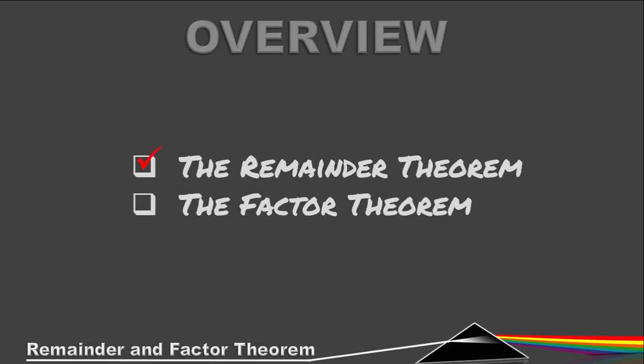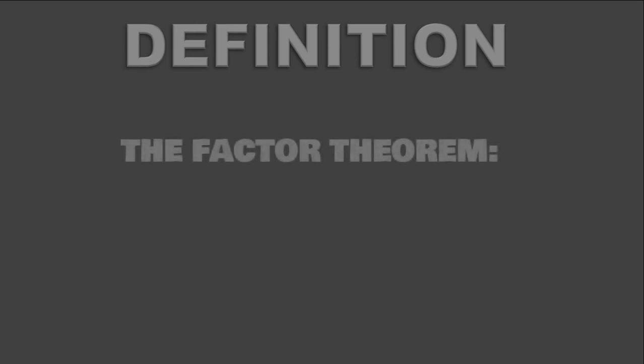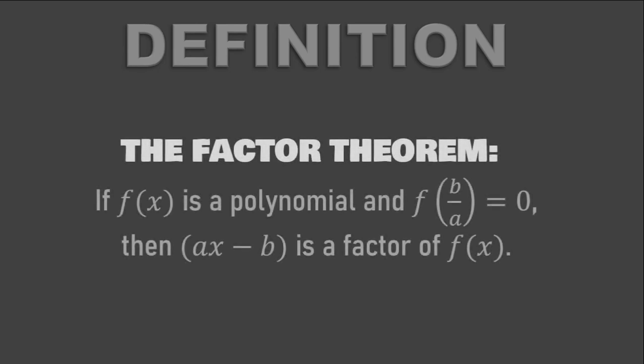Alright, done with the remainder theorem. Let's move on to the factor theorem. Its definition is as follows. The factor theorem says that if f(x) is a polynomial, and if f(b/a) is equal to 0, that is, if I substitute in that value, then it means ax minus b is a factor. A short example: if I substitute in 3 into my polynomial and the answer is 0, then it means that x minus 3 is a factor of my polynomial.